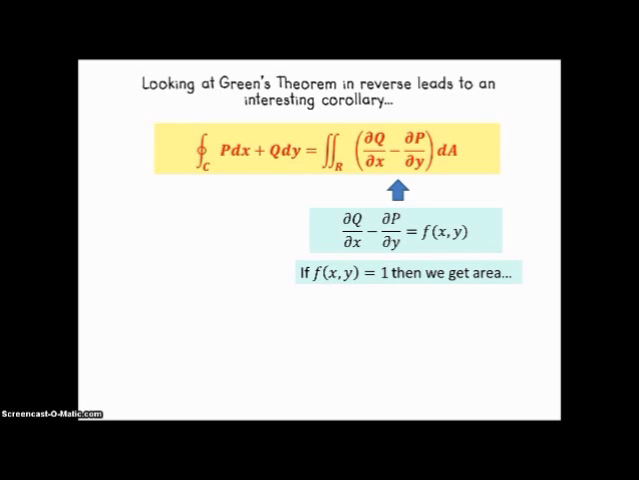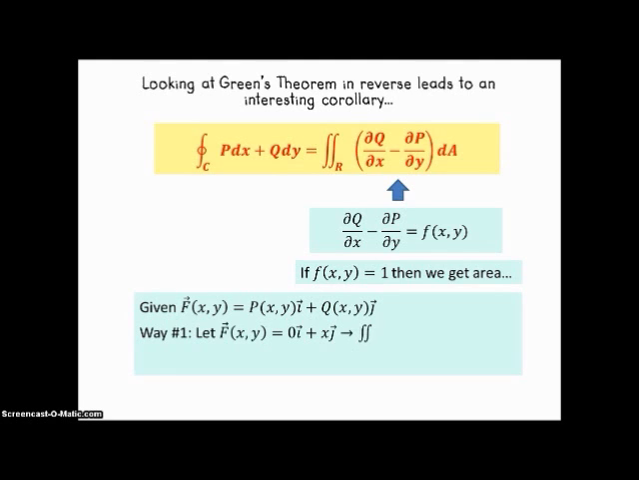But how do we pick P and Q so that this will happen? Well, for example, if f is just 0i plus xj, then when we apply Green's theorem, we get 1 minus 0. Or if we let f equal negative yi plus 0j, then when we apply Green's theorem, we get 0 minus negative 1 for the partial derivatives. And in both cases, we get a 1 in our integrand. And so this is a way of computing area, which leads to the corollary.